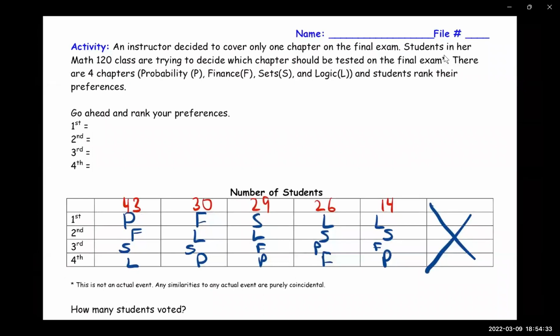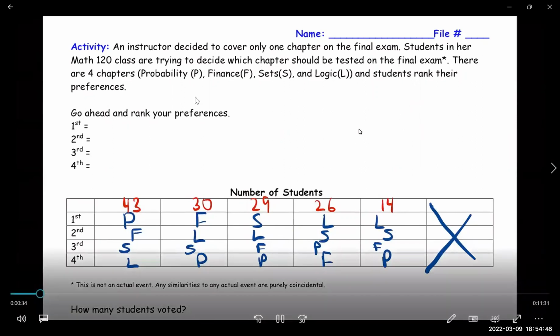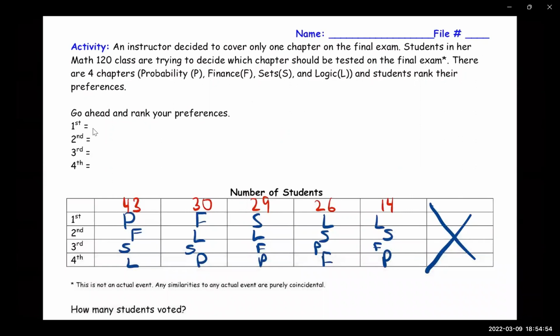An instructor decided to cover only one chapter on the final exam. Students in his Math 120 class are trying to decide which chapter should be tested on the final. There are 4 chapters in this class: probability, finance, sets, and logic. And students rank their preferences 1 through 4. So right here, you're supposed to enter your preference.